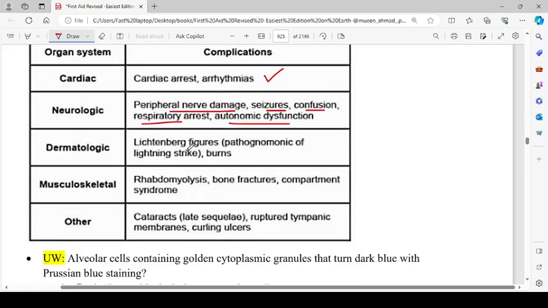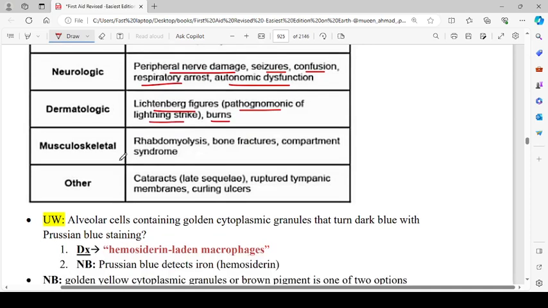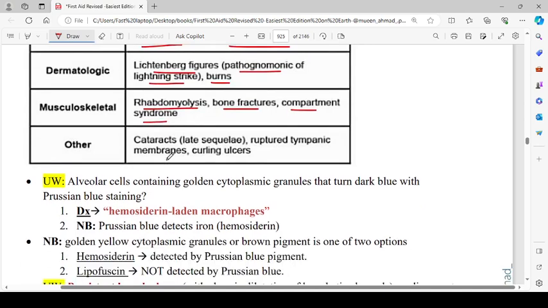Dermatologic manifestations include Lichtenberg figures, pathognomonic of lightning strikes, and burns. Musculoskeletal: rhabdomyolysis, bone fractures, and compartment syndrome. Others include cataracts, late sequelae, ruptured tympanic membranes, and Curling ulcers.